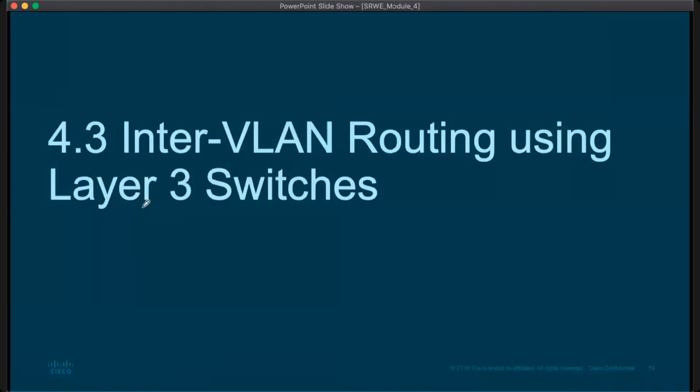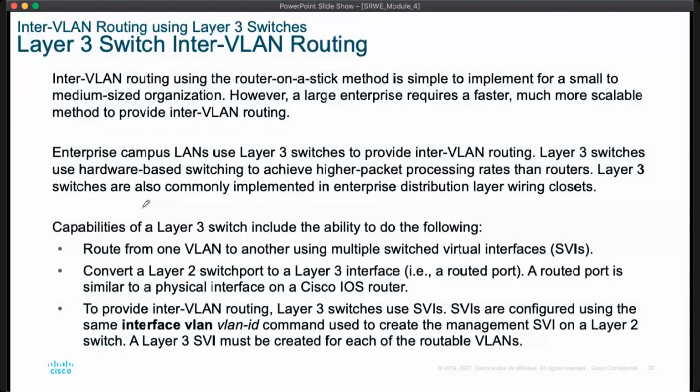Next, 4.3 inter-VLAN routing using Layer 3 switches. Layer 3 switch inter-VLAN routing. The router-on-a-stick method of inter-VLAN routing is simple to implement for a small to medium-sized organization. However, a large enterprise requires a faster, much more scalable method to provide inter-VLAN routing.